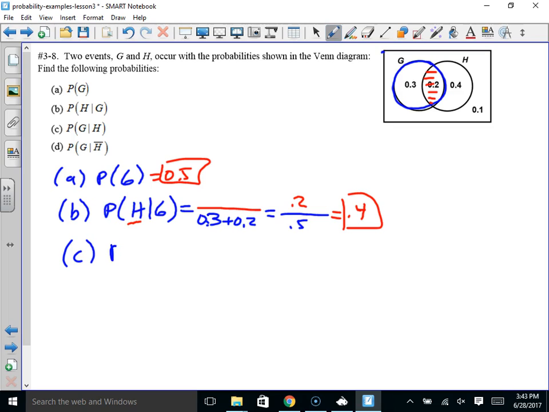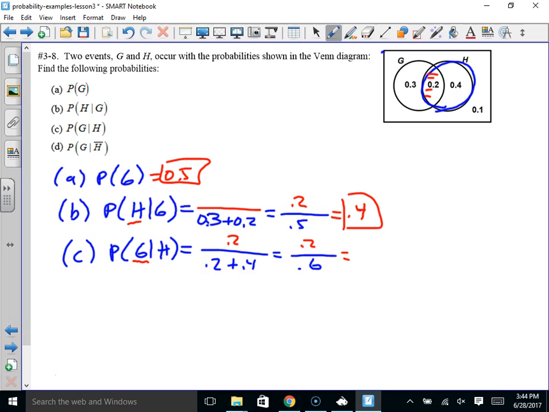Okay, part C here says the probability of G given that H has happened. So in this case, H is the conditional sample space, and that means we have to stay within H, which has 0.2 plus 0.4 or 0.6. There's a 60% chance of being in H. Now, if you're in H, what's the probability that you are in G? So the G portion of that is the 0.2. So this time it'll be 0.2 over 0.6, which turns out to be 0.3333. So it matters very much what direction things are going.